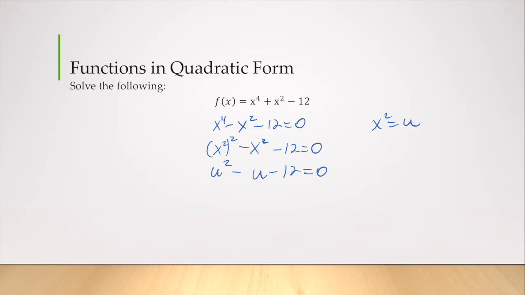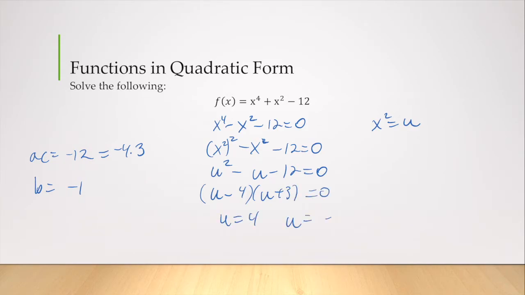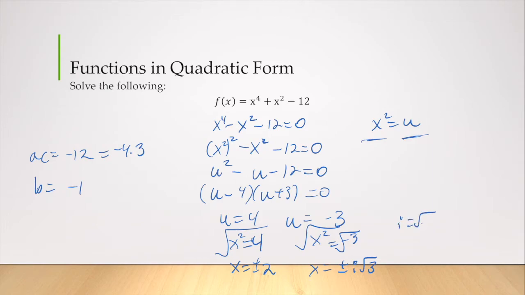I'm going to factor by finding the factors of AC, which is negative 12, that add up to b, which is negative 1. Well, that's going to be negative 4 and 3. So I get u minus 4 times u plus 3 equals 0. So I get u equals 4 and u equals negative 3. I then go ahead and back substitute x squared. So I have x squared equals 4 and x squared equals negative 3. I then use the square root property. So I get x equals plus or minus 2 and x equals plus or minus i square root of 3, because i is the square root of negative 1. So these are our four possible solutions. This is where our graph crosses the x-axis.